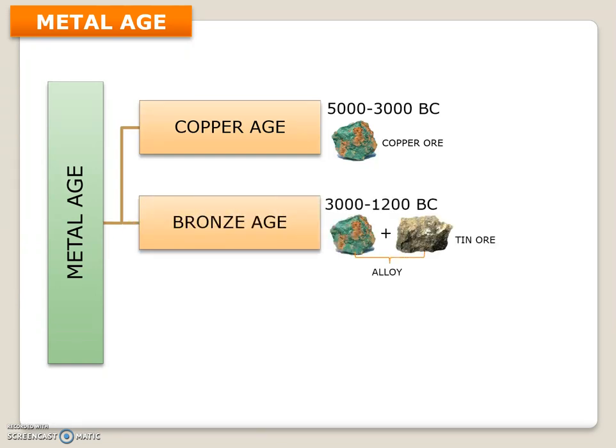Later, around 3000 before Christ until around 1000 before Christ, they discovered how to make a new metal. This new metal is going to be an alloy. An alloy, in Spanish aleación, means the mix of two minerals. In this case, they are going to use copper and they are going to add tin, estaño. Cobre y estaño, copper and tin, are going to make bronze.